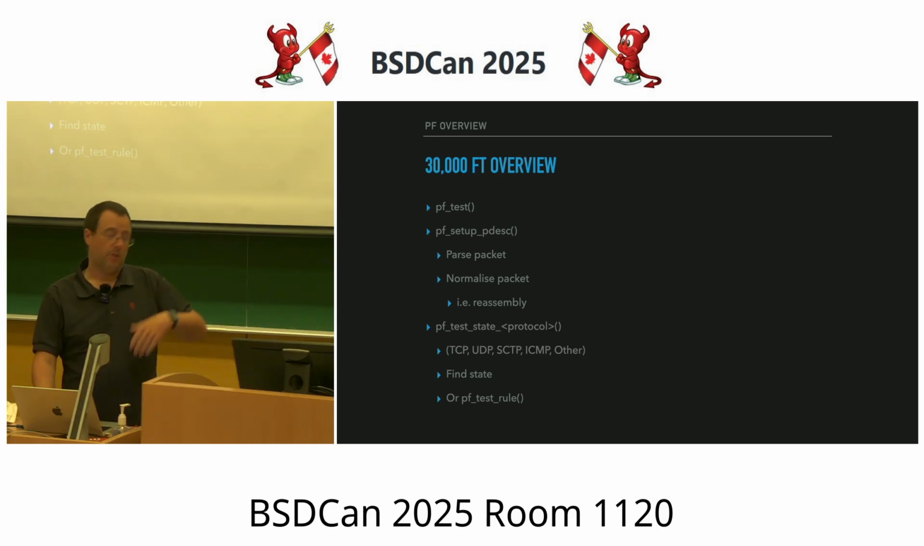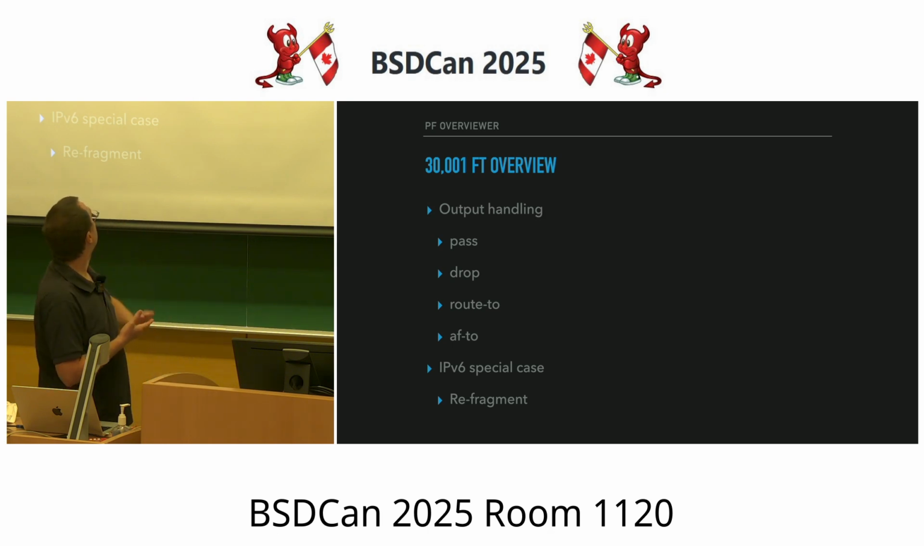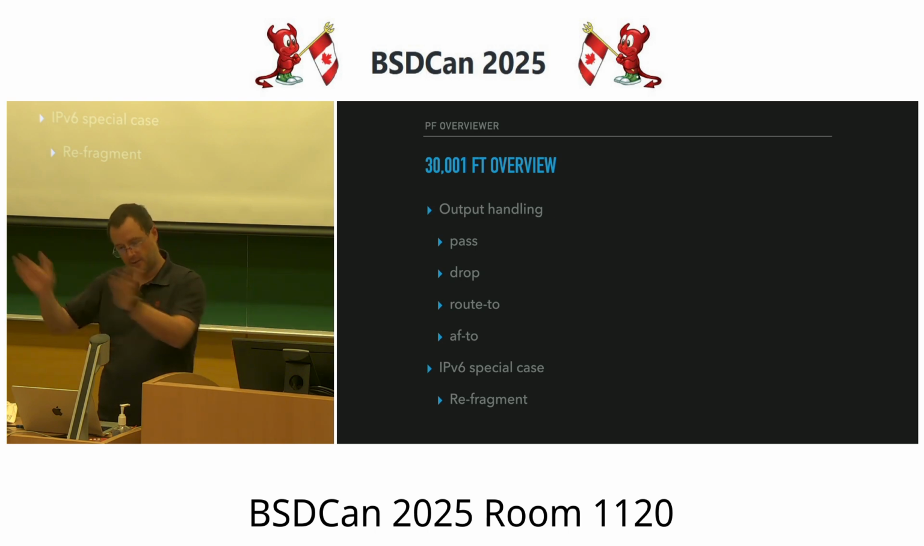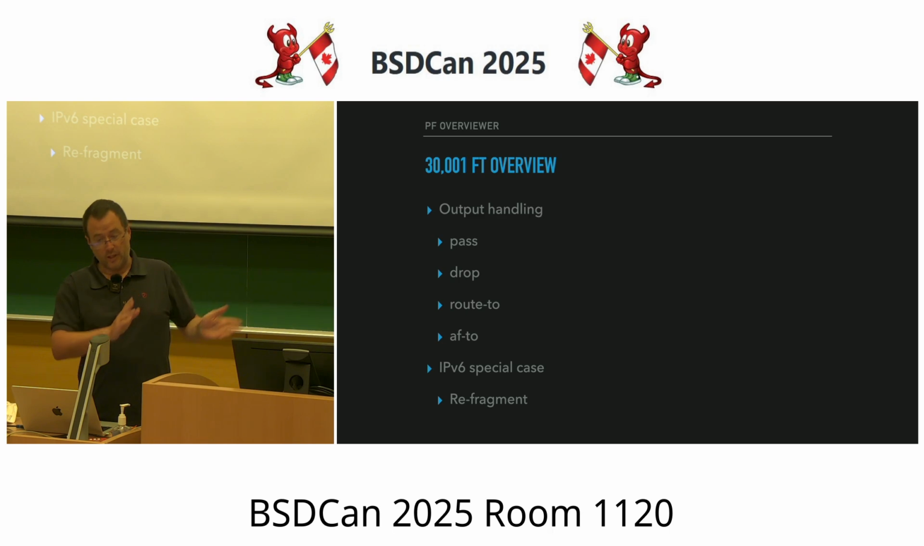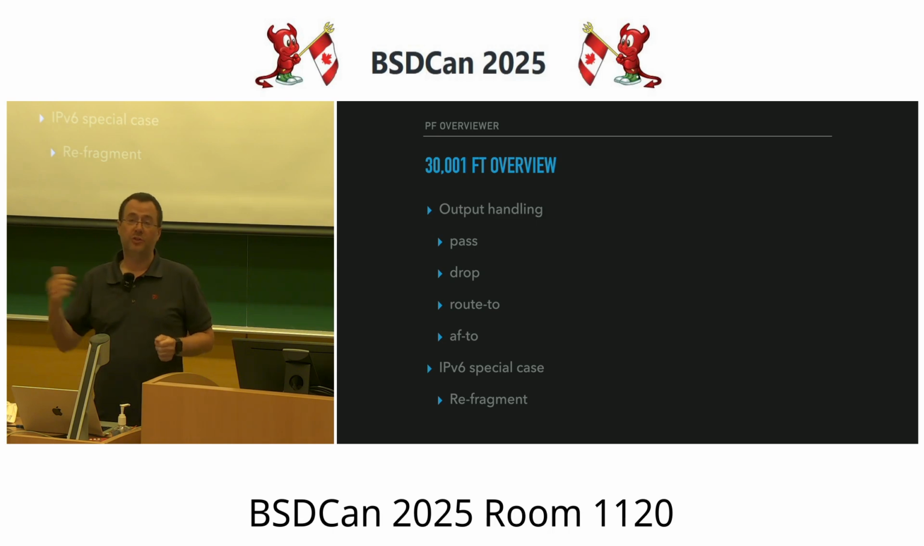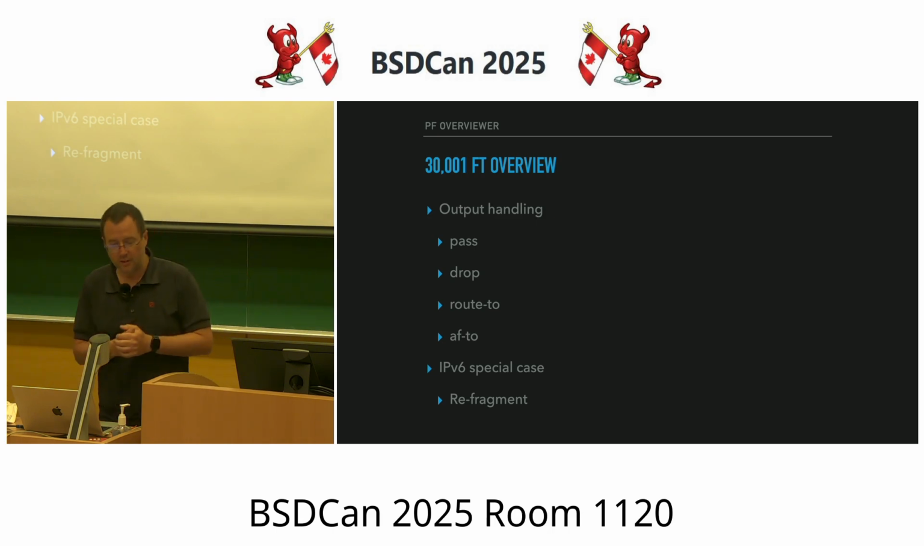Either way, whether we found the state or we've processed the rules, we need to handle output. There are a number of things that we can do to packets. We can pass them unmolested and say, this is a good packet, I approve of this packet, it can go. We can throw it away. We can reject it, which is we throw the packet away, but we generate an ICMP error or a TCP reset so that the other side knows that this connection failed.